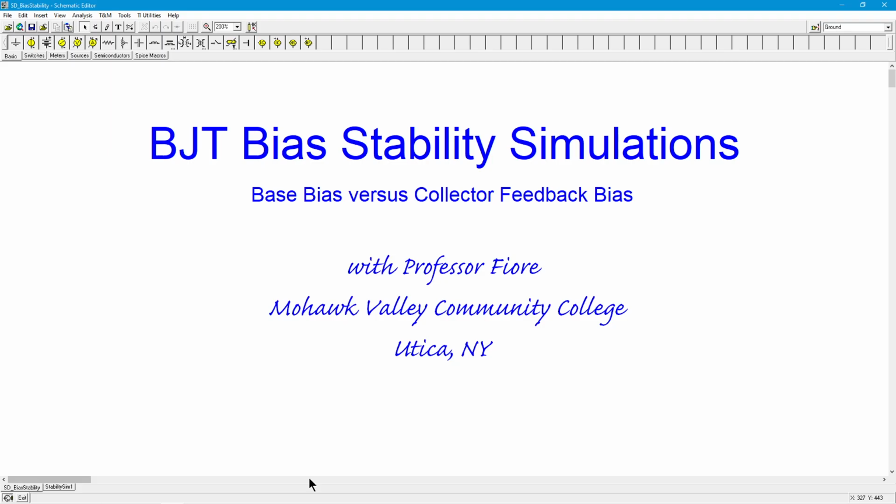Base bias is usually the very first bias that we look at. It's very simple, very straightforward. Collector feedback is a very slight variation on it. It uses the same number of components, but is supposed to be somewhat more stable in terms of collector current.